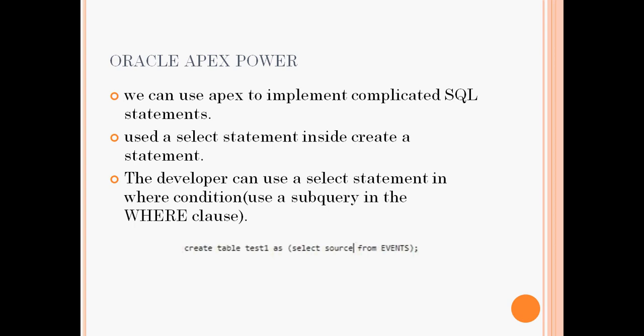So here in the example, create table test1, the name is test1, as select source from events. First it will implement the subquery, the select statement, and Oracle Apex will select the field source from the table events. Then it will create a table similar to the result it got from the select statement.